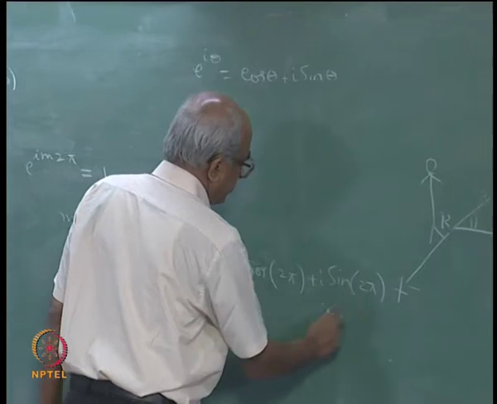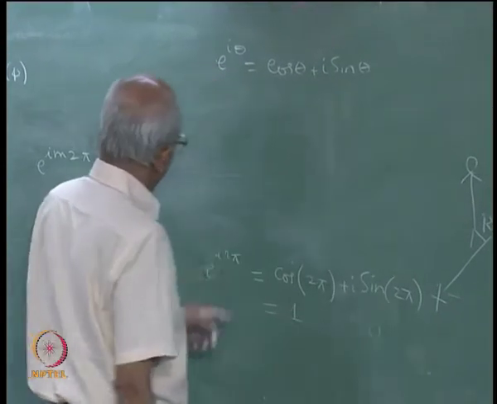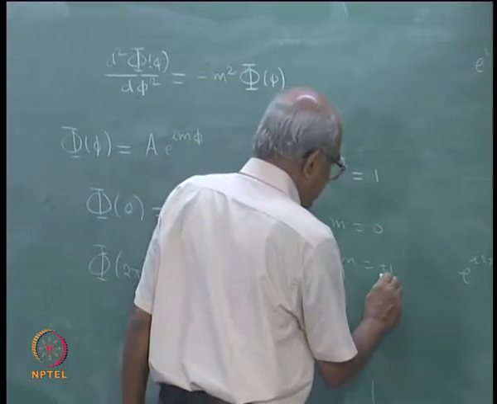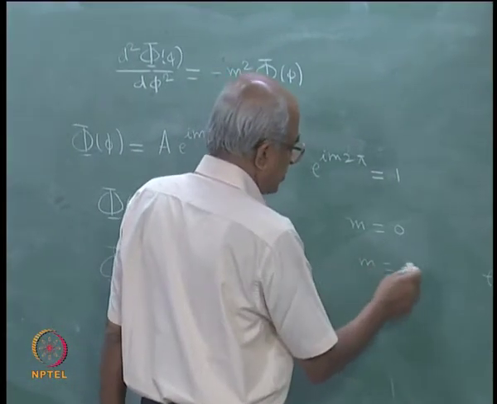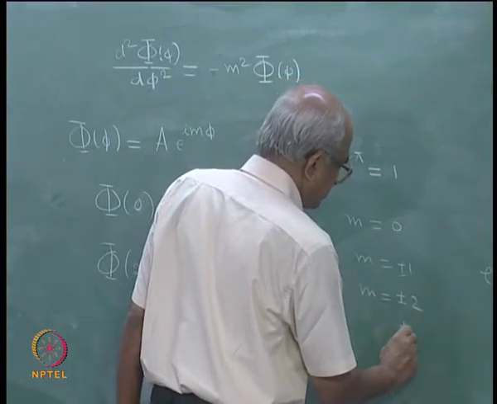And sin 2 pi is 0, cos 2 pi is 1. So, even when m is equal to plus 1, you find that the condition is satisfied, but you can easily verify that m may be minus 1, not only plus or minus 1, but m can also have the values plus or minus 2, plus or minus 3, etc.